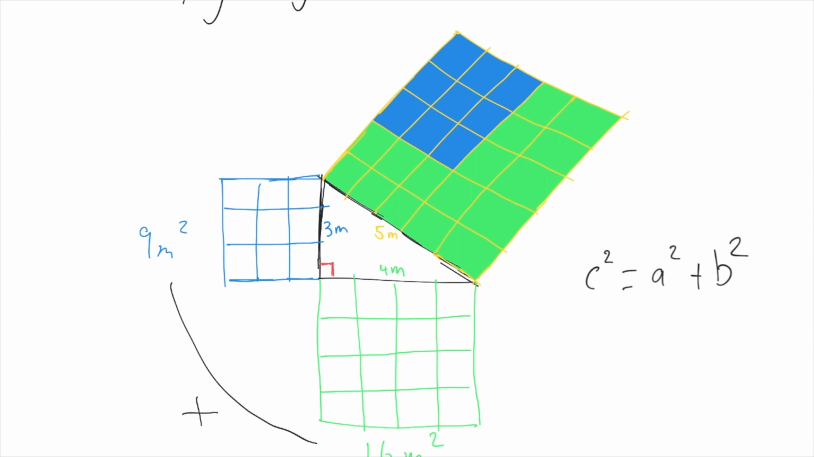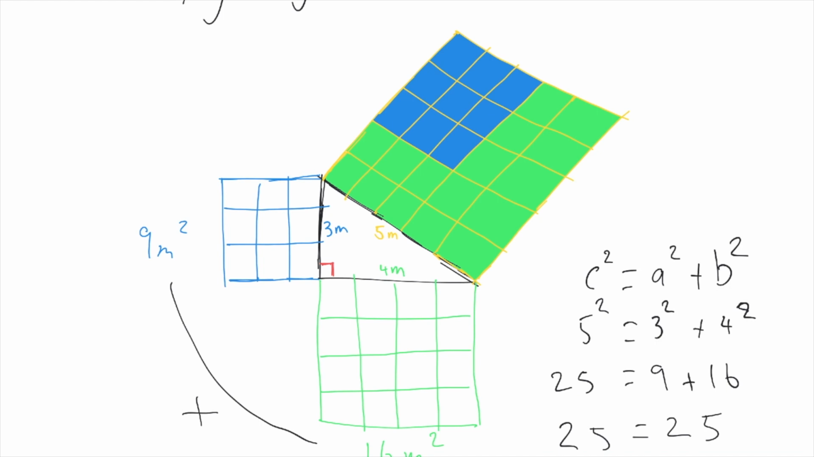Now, which one of these is a and which one of them is b doesn't really matter, because what we're doing here is we're saying that 5 squared should equal 3 squared plus 4 squared, which if we work it out, 25 should equal 9 plus 16, which as we can see does. 25 equals 25. Now that is the Pythagoras theorem without any other working out or any other problems.